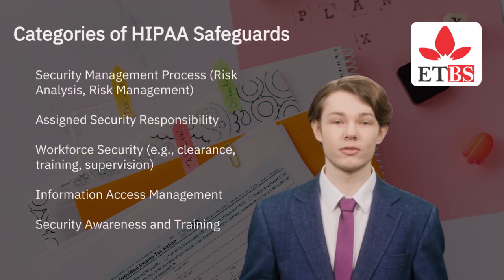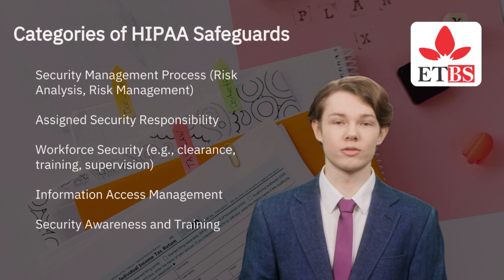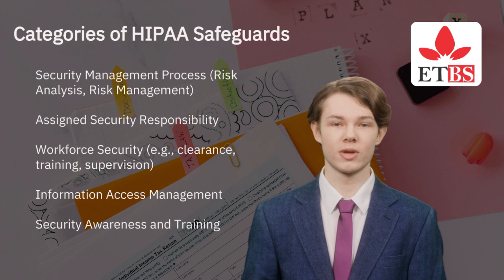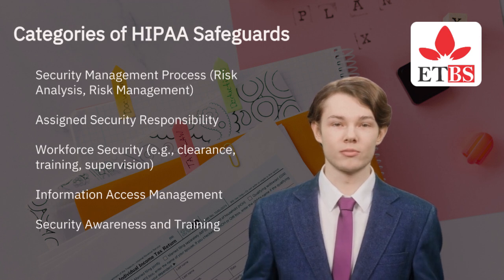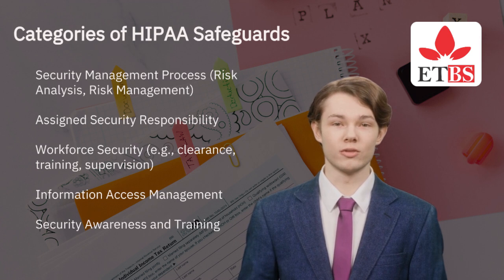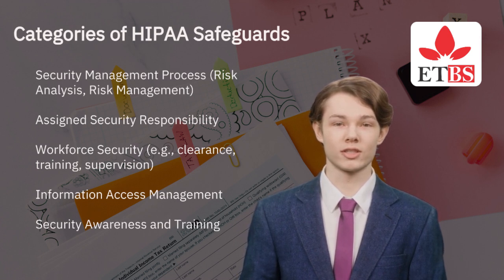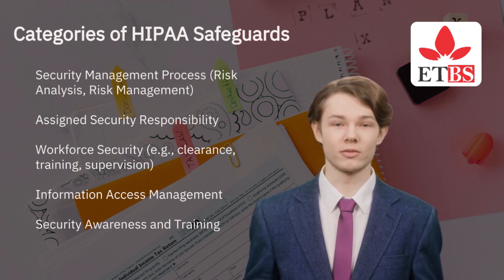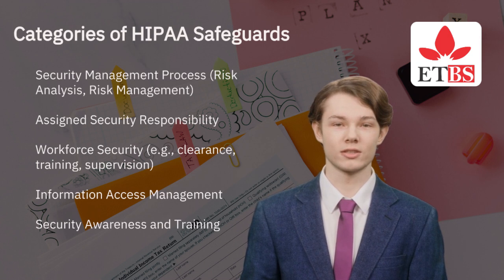3. Categories of HIPAA safeguards. HIPAA's Security Rule defines three classes of safeguards. A. Administrative safeguards. These are policies, procedures, and documentation designed to manage workforce conduct and access to ePHI. Includes security management process, risk analysis, risk management, assigned security responsibility, workforce security, e.g., clearance, training, supervision, information access management, security awareness and training, contingency planning, evaluation, and documentation.